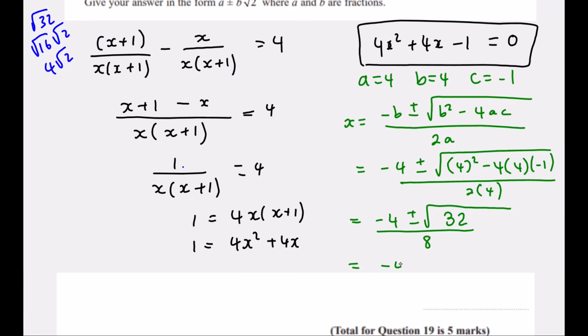So we've got minus 4 plus or minus 4 root 2 over 8. We want it in the form a plus or minus b root 2. So we'll have 4 over 8, 4 over 8, they're both a half. So it's minus a half plus or minus half root 2.